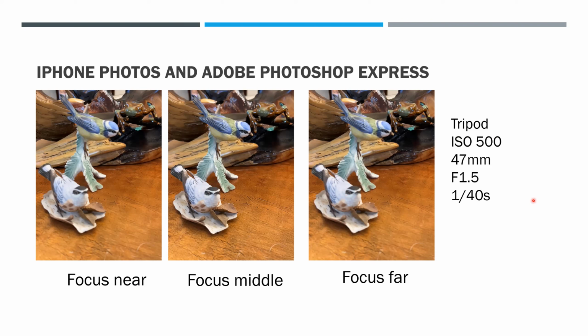Okay. I used a tripod. This was a photo on the iPhone, and when you take your photo, you could press the letter I on your phone, and it tells you what the actual EXIF was: 47 millimeters, f/1.5 and 1/40th of a second, on my iPhone. I could do that.